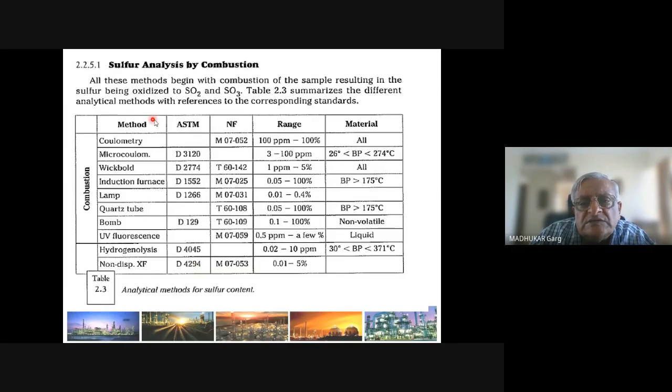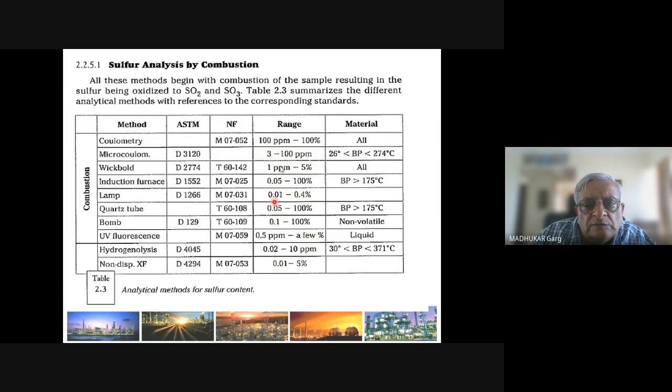So that's why you see these ranges mentioned here, and those are the limitations. For example, colorimetry cannot measure less than 100 ppm. By microcoulometry, the range is 3 to 100 ppm. So between these two, they cover the entire range. Induction furnace or lamp methods can go from 0.01% to 0.4%. So 0.01% is still very high in today's context. And UV fluorescence can go from 0.5 ppm to a few percentages, and so forth.